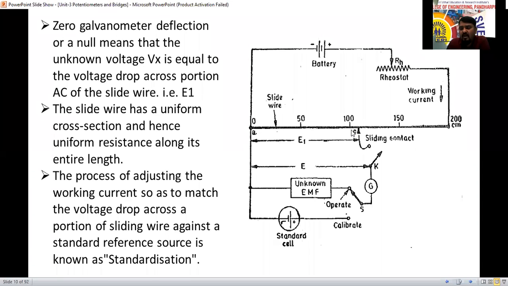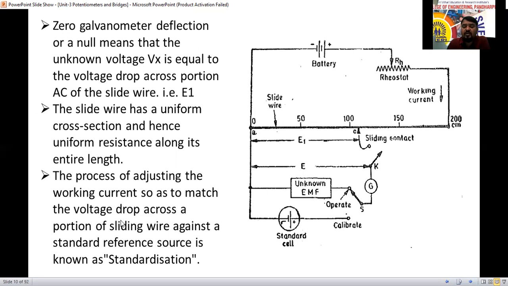R equals rho L by A, in the first class itself in the potentiometer. So by varying the length, the resistance will vary, and so the current will change. So by adjusting this working current, we have to match this voltage drop of the unknown voltage so that it equals the standard cell voltage here.